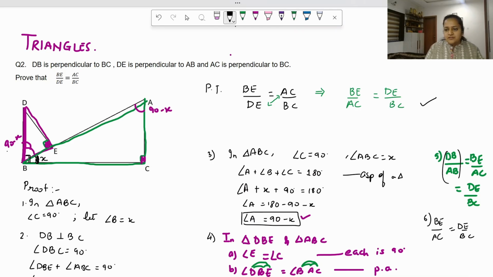Very similar to what we modified. And now let's write it in the form that is expected. Interchange the places of DE and AC. We are going to get BE upon DE is equal to AC upon BC. And that is how you're going to get this question. I hope everyone has understood this one.